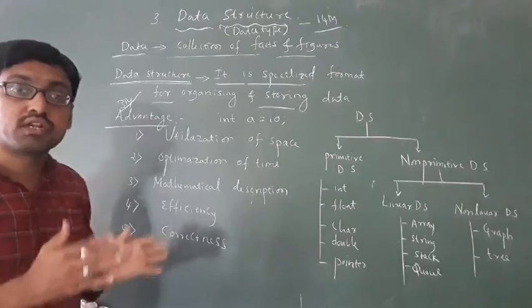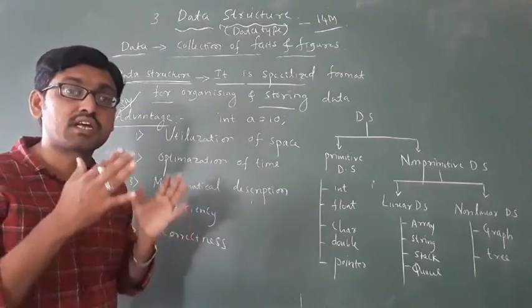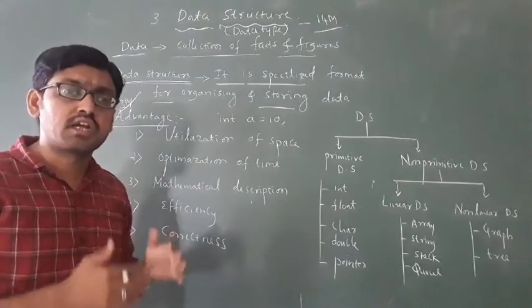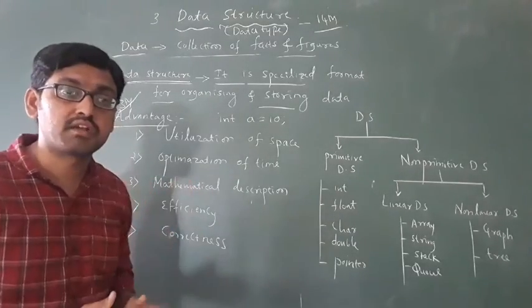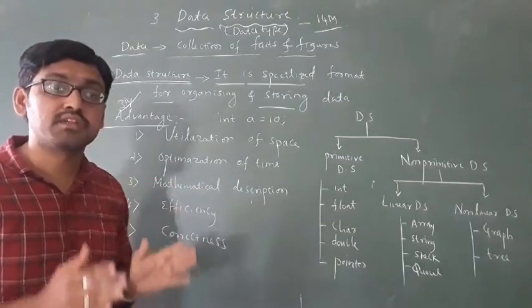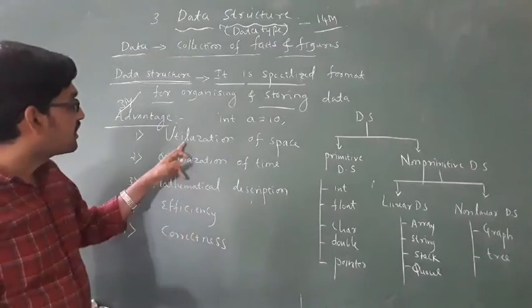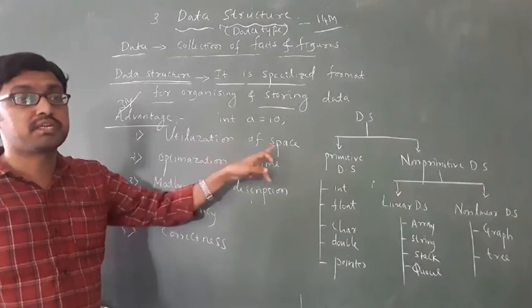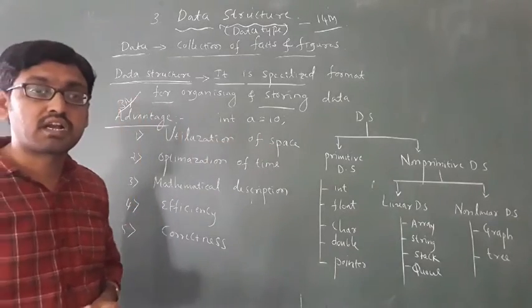The data will be stored in a systematic manner if you use a data structure, that is, if you use data types. It saves our memory space in the computer. That's why utilization of space is one advantage of a data structure.